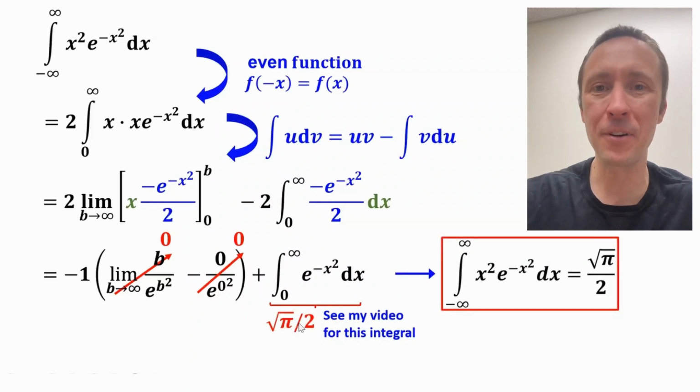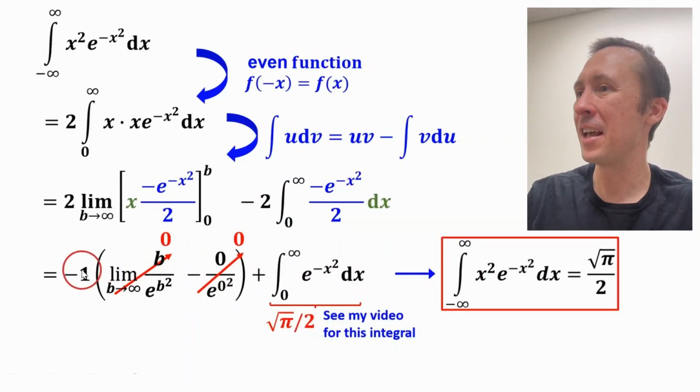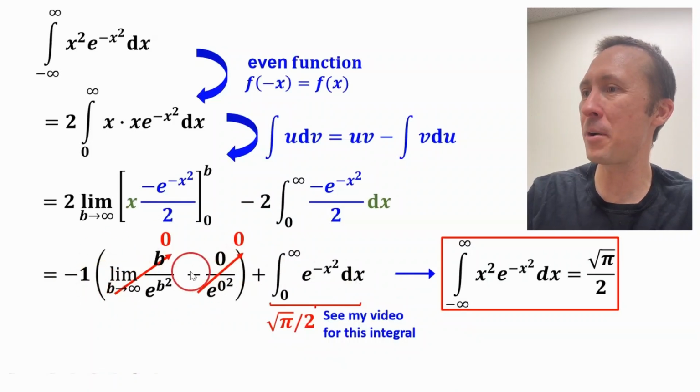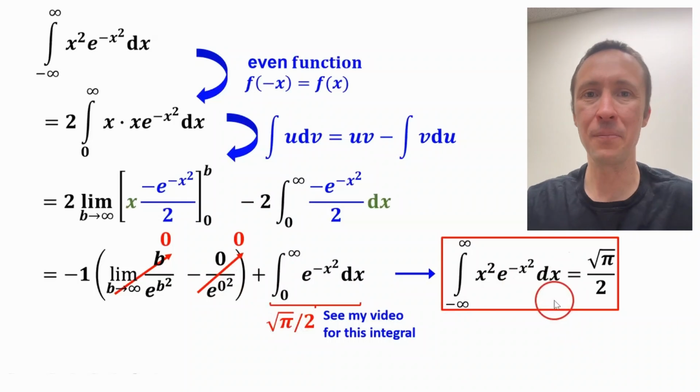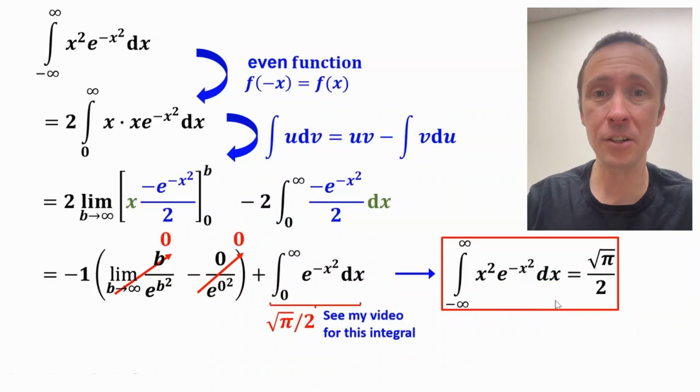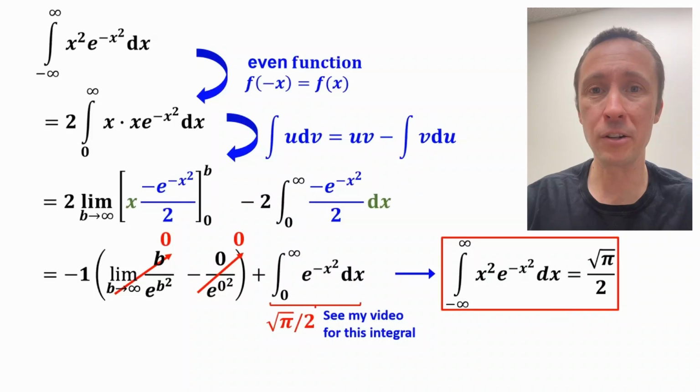And at this point, my friend, we've evaluated our integral. This whole first part becomes 0, and then we just have root pi over 2, which is our answer to the integral. I know integrals are not easy to learn, but the more you do, the better you'll get. You can survive. Hang in there. Cheers.